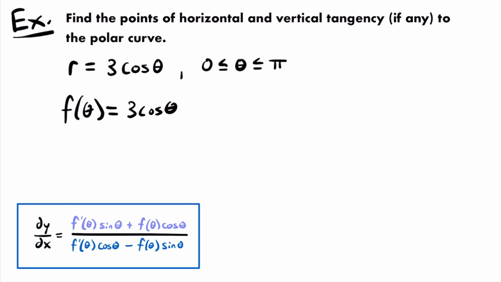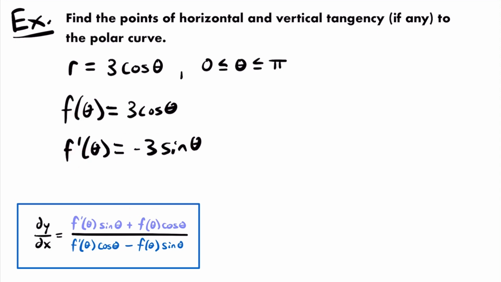Now for f prime of theta, we just need to take the derivative of this function, and the derivative of cosine is negative sine, so f prime of theta will be equal to negative 3 times sine theta. That 3 carries over, and because the derivative of cosine is negative sine, that's why we have negative 3 times sine theta.